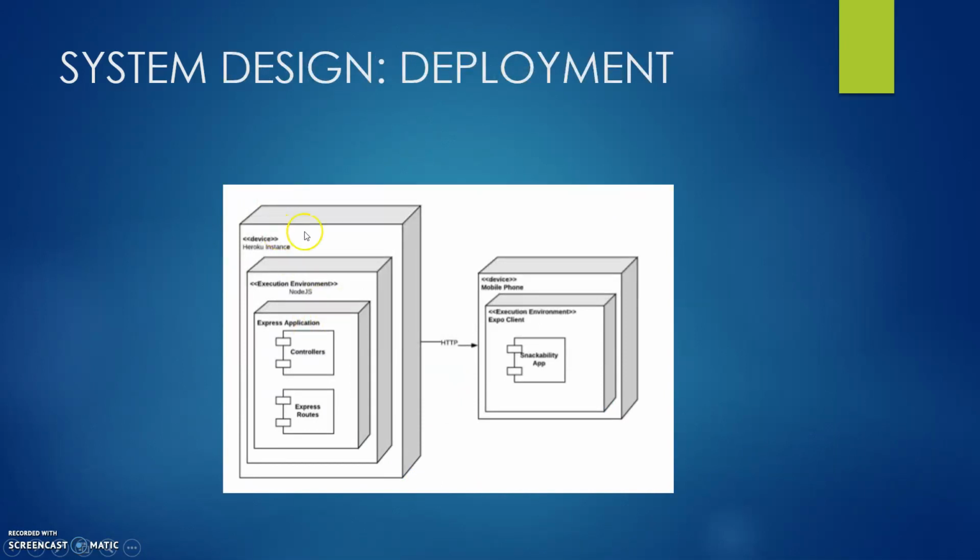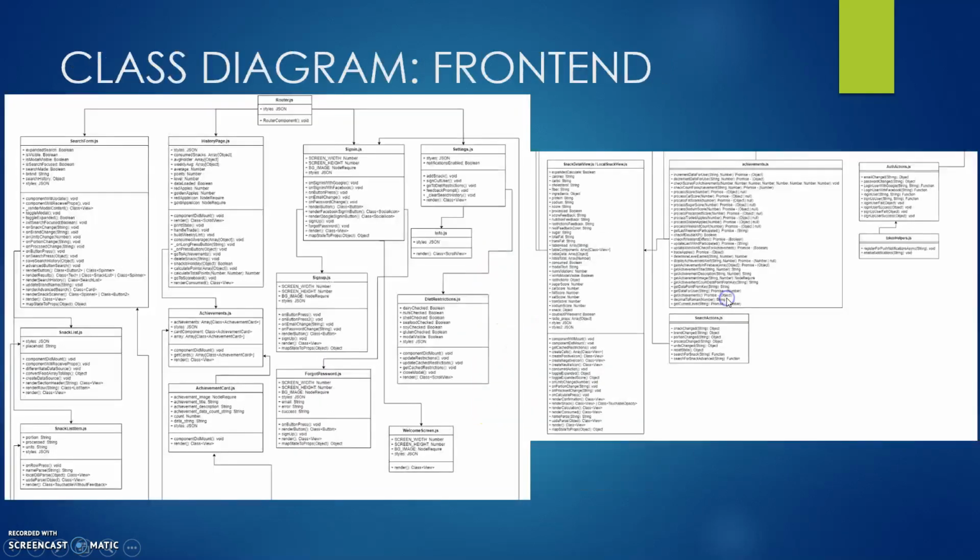This would be the system deployment. So we have Heroku at the top layer. That's where the backend is deployed. That runs a Node.js app, and inside of there you have an Express application with Express routes and controllers. And then that communicates via HTTP with the mobile device running the Expo client front end and Snackability app.